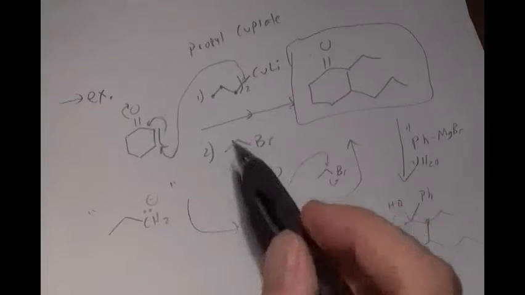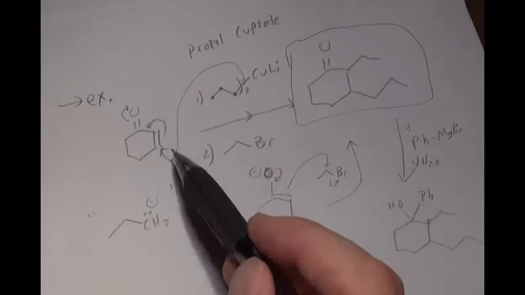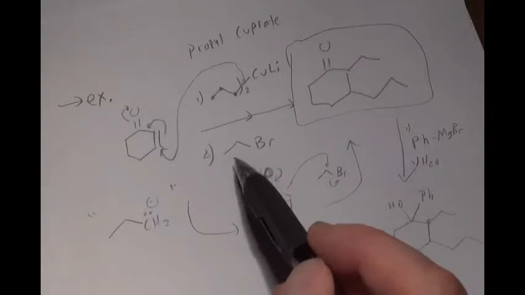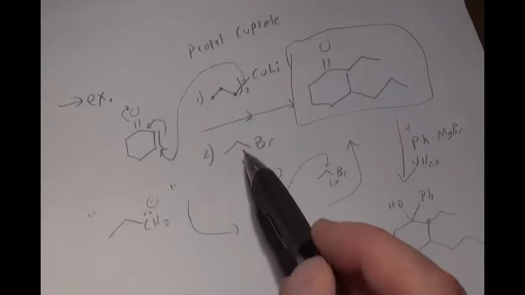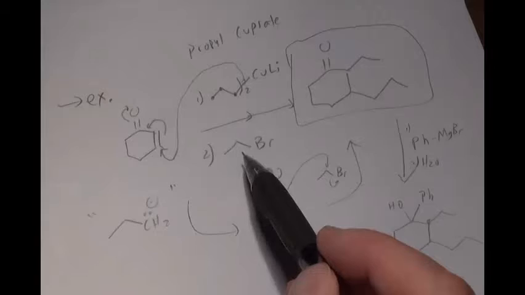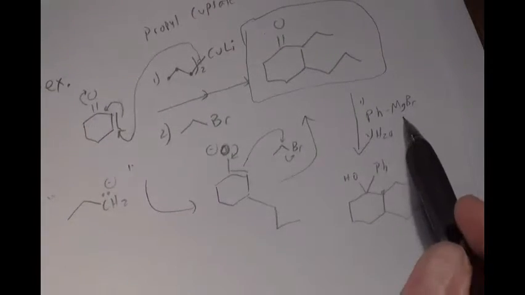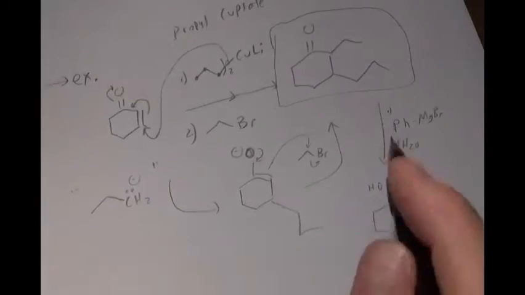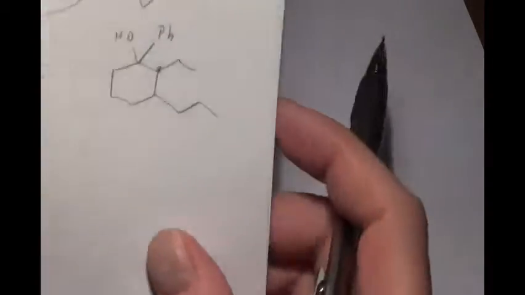Okay. So kind of remember that as a strategy. We can add a cuprate, add an ethyl bromide or another alkyl halide, add a nucleophile, add an electrophile, and then add another nucleophile. We're going to do that in a second, so keep that strategy in your mind right now, okay?